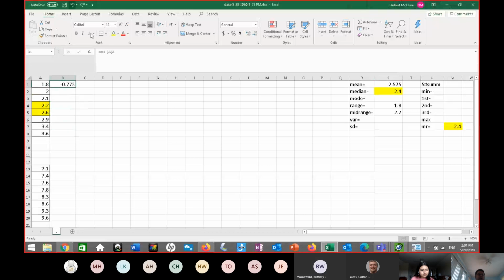Sometimes if you don't grab it right, you got to make sure that the white cross turns into a black cross right there. There you go. That's where I was messing up. Yeah, a lot of people do that. They can't figure out what's going on.